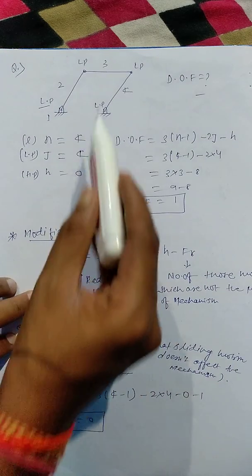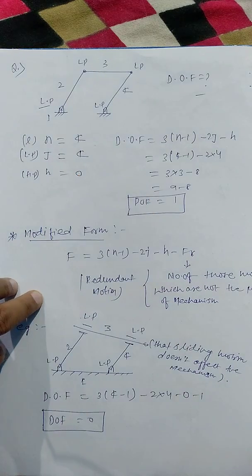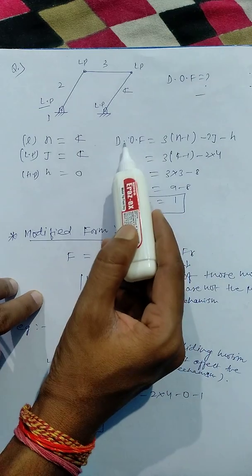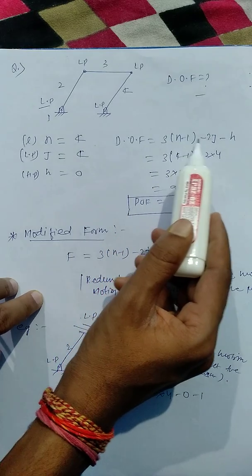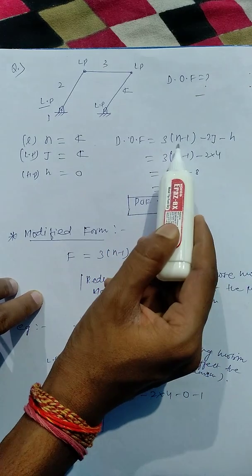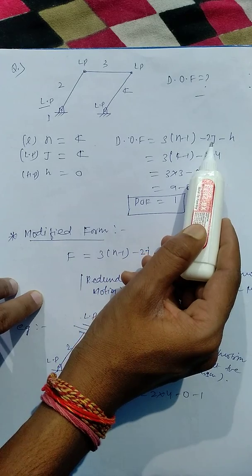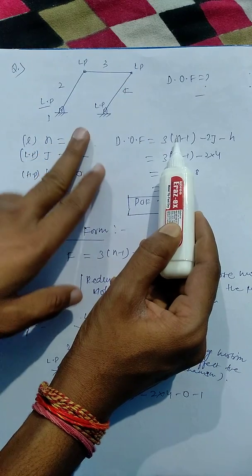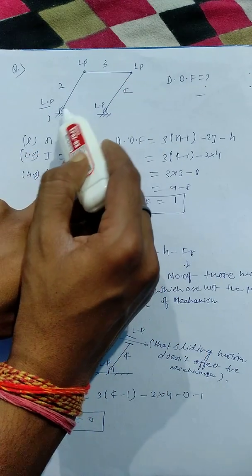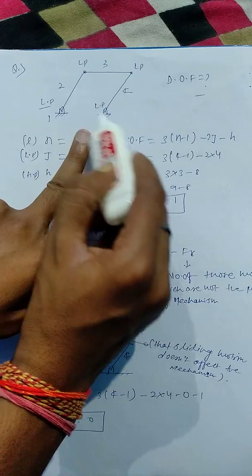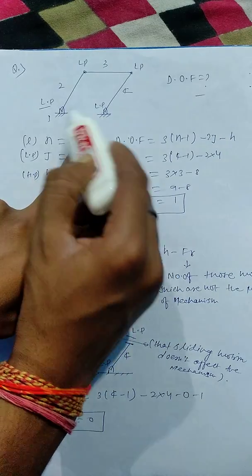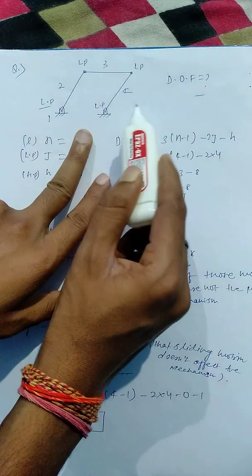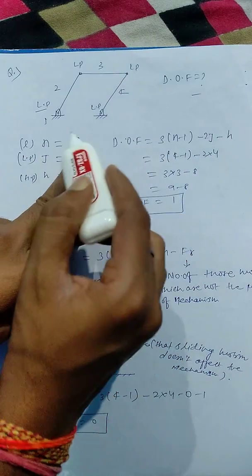This is the question where we have to find out the degree of freedom. So what is the formula? The formula is degree of freedom equals 3(n minus 1) minus 2j minus h. N means number of links, j means joints or lower pairs, h means higher pairs. So what is the number of links? Count. Don't count both of these because both are fixed. So count this as link 1. So 1, 2, 3, 4. So there are 4 links.